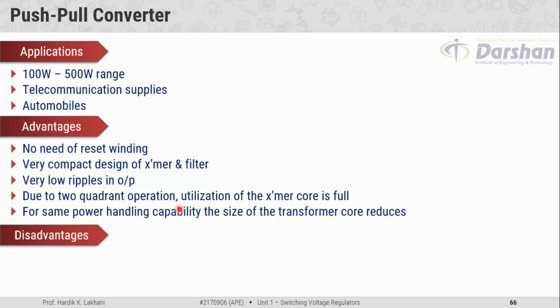Disadvantages of the push-pull converter include that each switching device must block twice the input voltage. So from the waveform, you may get the idea that the maximum amount of voltage that appears across the MOSFET when it is in the off state condition is 2 times the supply voltage, and that is the major drawback of the push-pull converter.